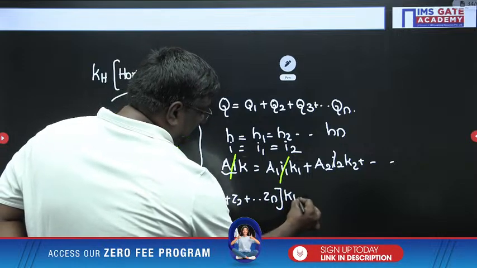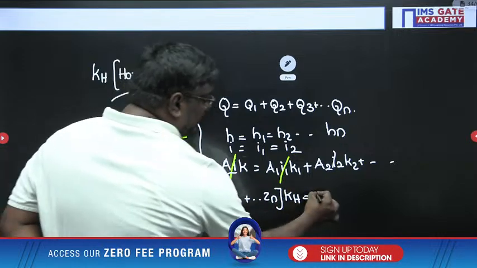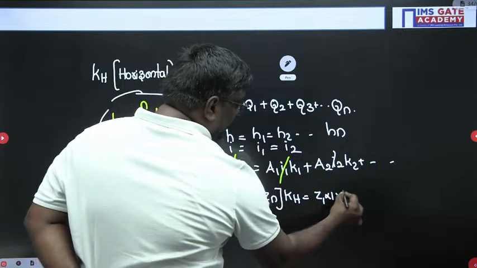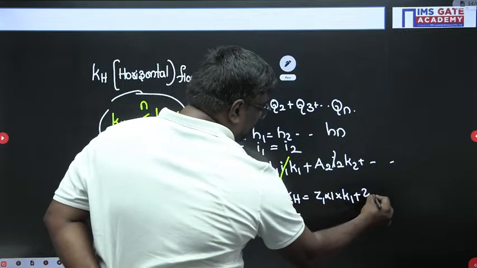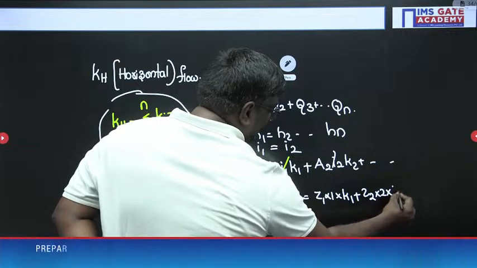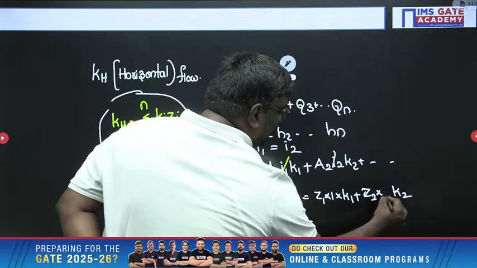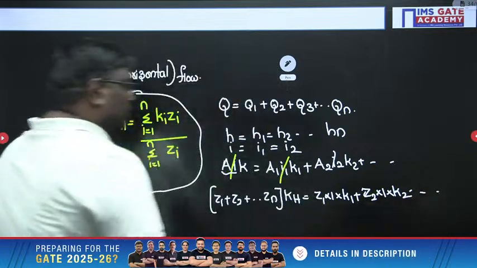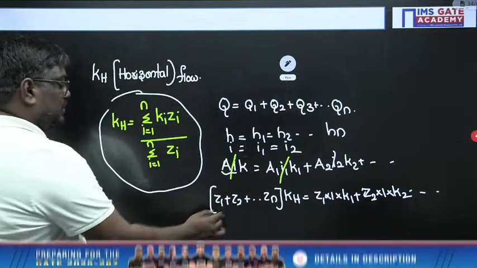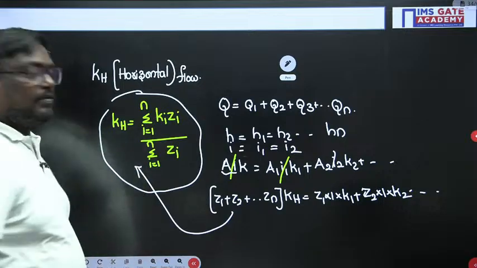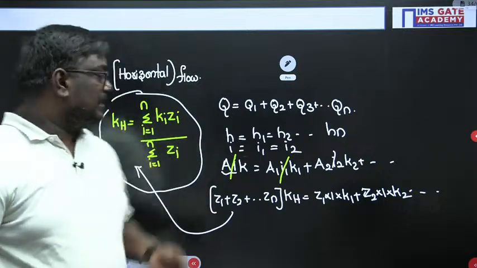The horizontal flow is equal to Z1 into 1 into K1 plus Z2 into 1 into K2, and so on. So if you solve this problem, this is how the derivation will be derived. Clear, sir?